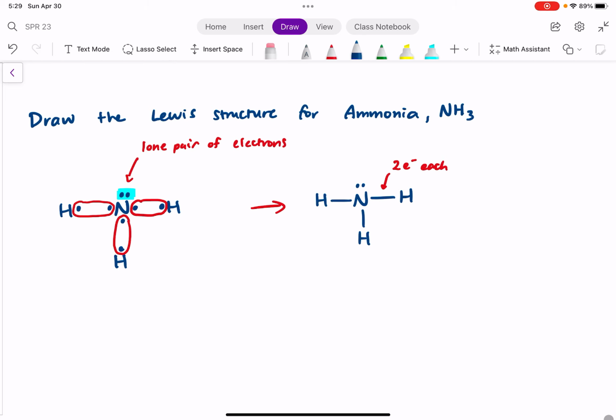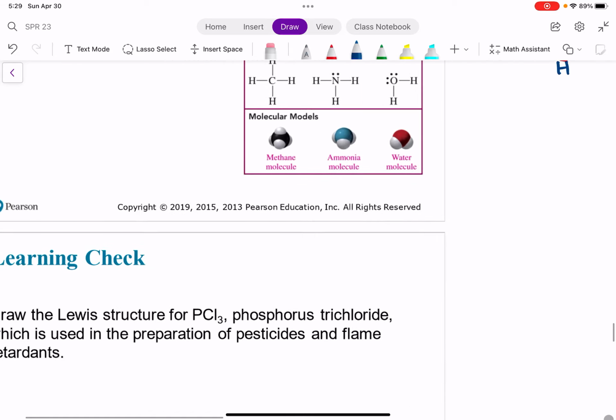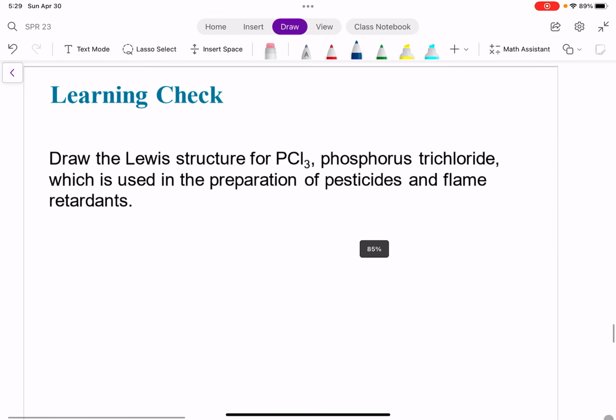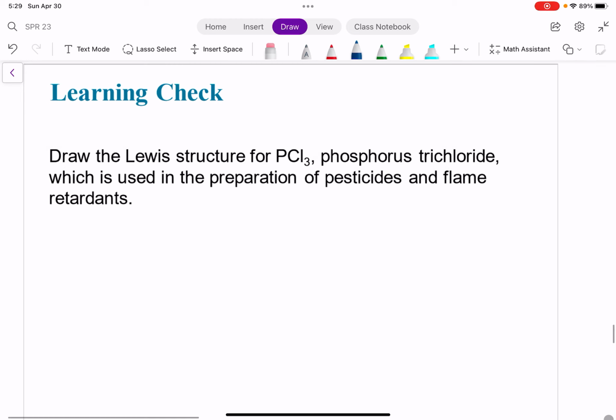Okay, so let's try this one more, and then we'll pause and come back for part 2, because this video is getting a little longer. So let's draw the Lewis structure for PCl3, phosphorus trichloride, which is used in the preparation of pesticides and flame retardants. So try this out on your own, pause the video, and we'll come back and talk about it.